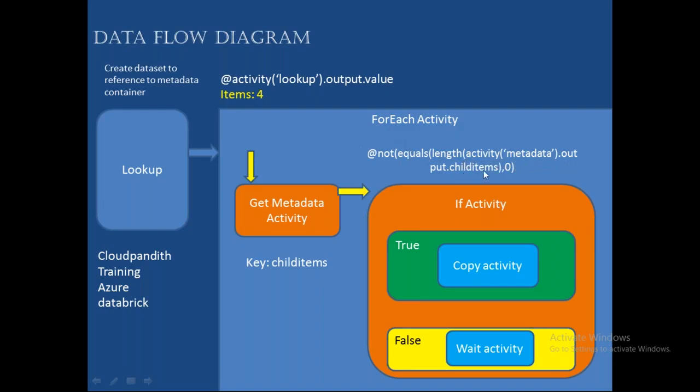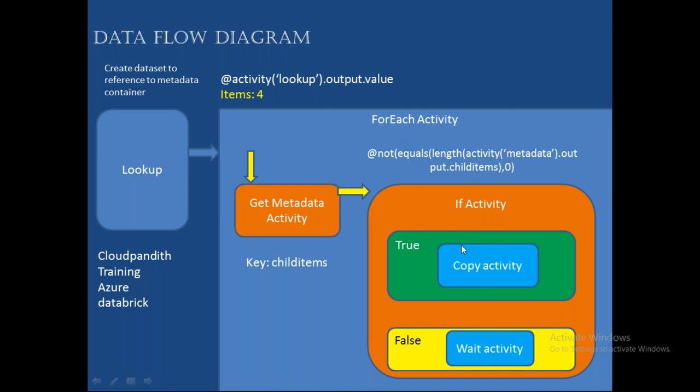Activity of metadata output dot child items length is 0. Okay, length of this child items is 0 or not. If it is not 0, then it will return false. So outside I'm using not, meaning false I'm converting into true. Not means it's a negation, right? So that particular operator will convert your true to false, false to true. Now when you have files greater than 0, meaning you have at least one file, then this entire condition will return true.